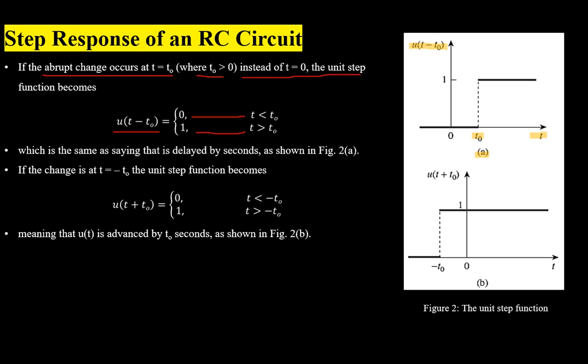Now if the abrupt change in the value of the step function occurs at time t equals minus t naught, then the step function will be represented as u of t plus t naught, and this function will have a value of 0 for time t less than minus t naught and a value of 1 for time t greater than minus t naught, and is graphically represented in figure 2b. This graph also shows that the change in the step function, or in the output, is advanced by t naught seconds.